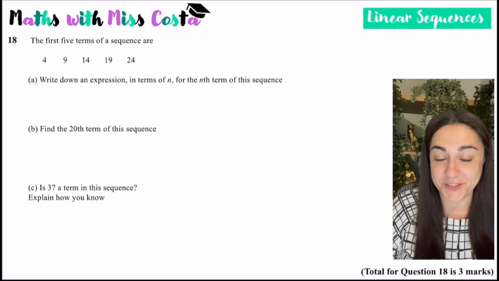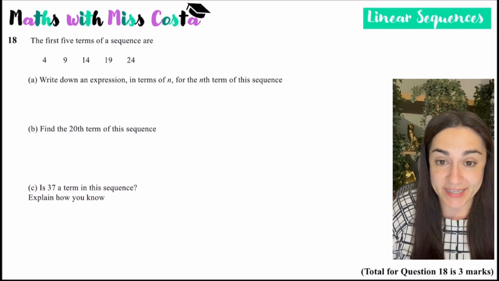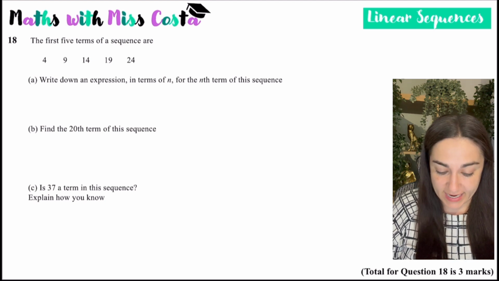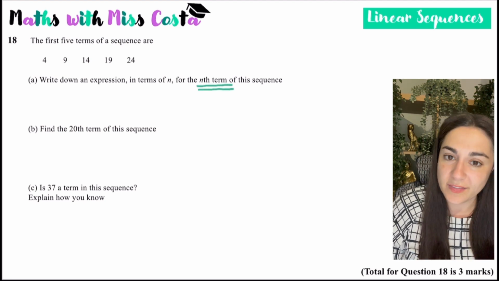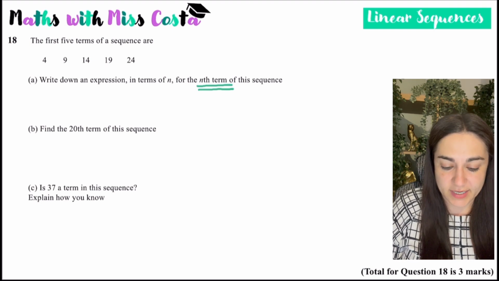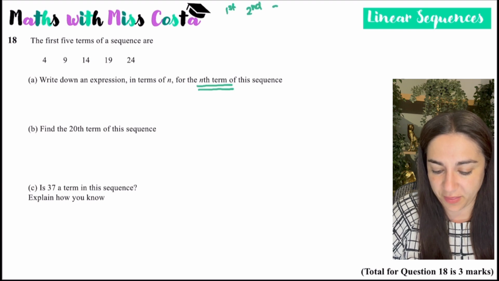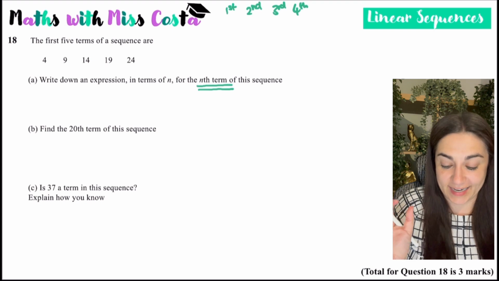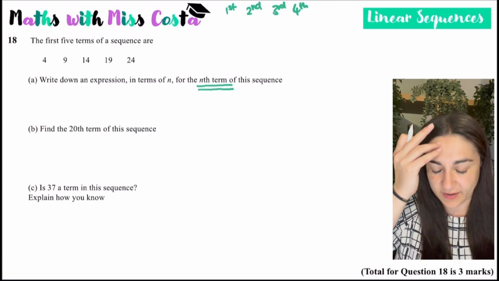Okay, so this question is a linear sequences kind of question where I need to find the nth term. And the nth term of a sequence is essentially the rule that allows you to find any term in the sequence. So every sequence has its first term, its second term, its third term, its fourth term. And if you know the nth term, you could find the 20th, the 70th, so forth.